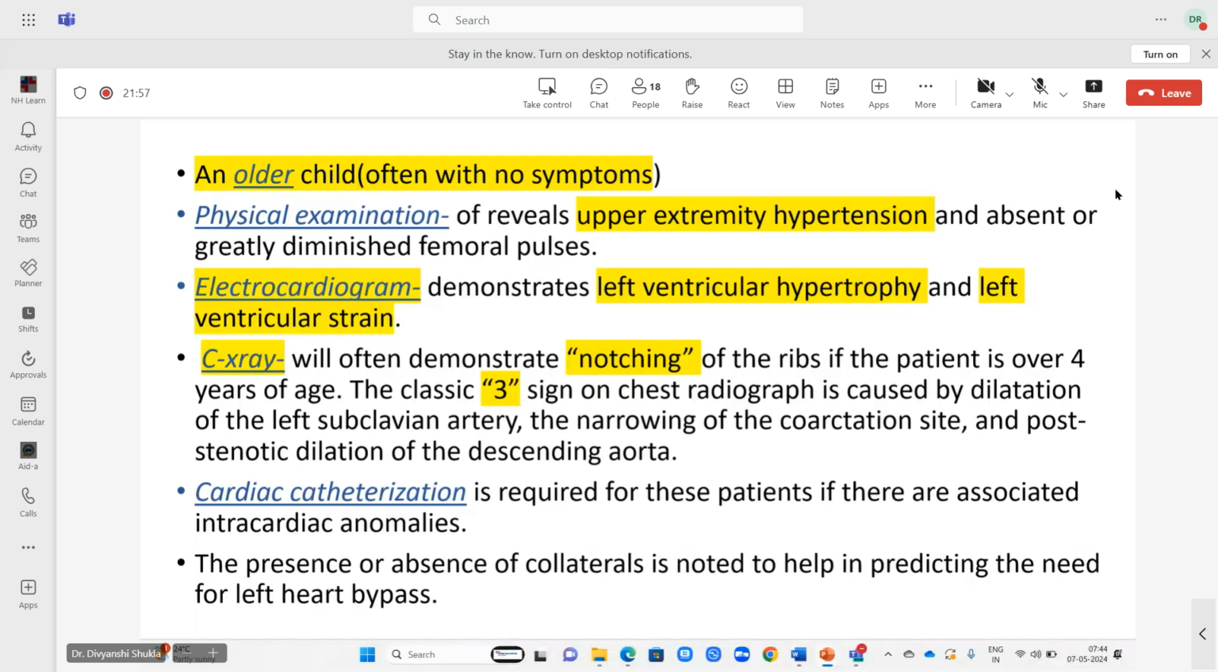Cardiac cath is required for these patients if there are associated intracardiac anomalies. The presence or absence of collaterals is noted to help in predicting the need for left heart bypass.